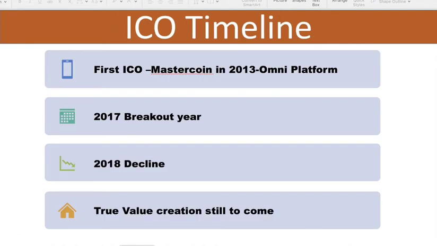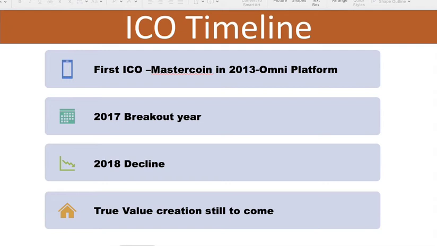The first project to be built on existing blockchain infrastructure was Mastercoin, which was launched on the Omni platform and raised 500,000 US dollars in August of 2013. It was built on the Bitcoin blockchain. Although the term did not exist at that time, this became famous as the world's first initial coin offering. 2017 was the breakout year for ICOs on the back of both the rise of Ethereum and the price gains of the major currencies such as Bitcoin.